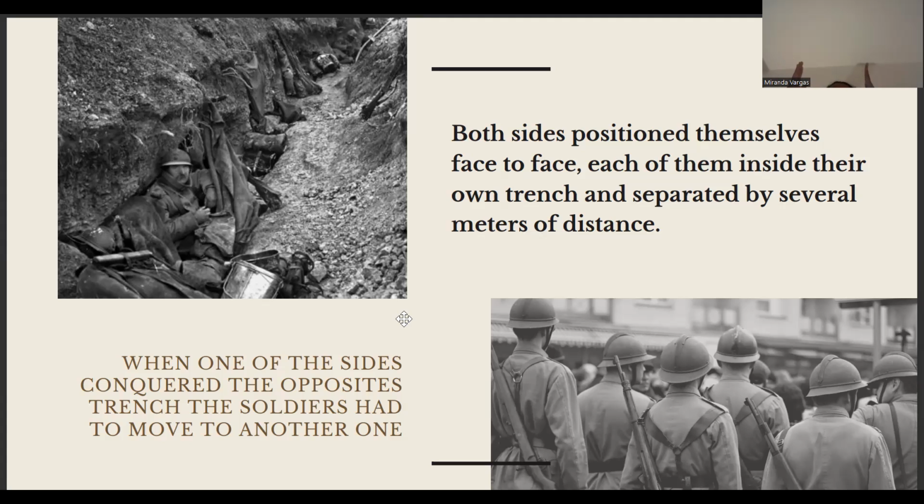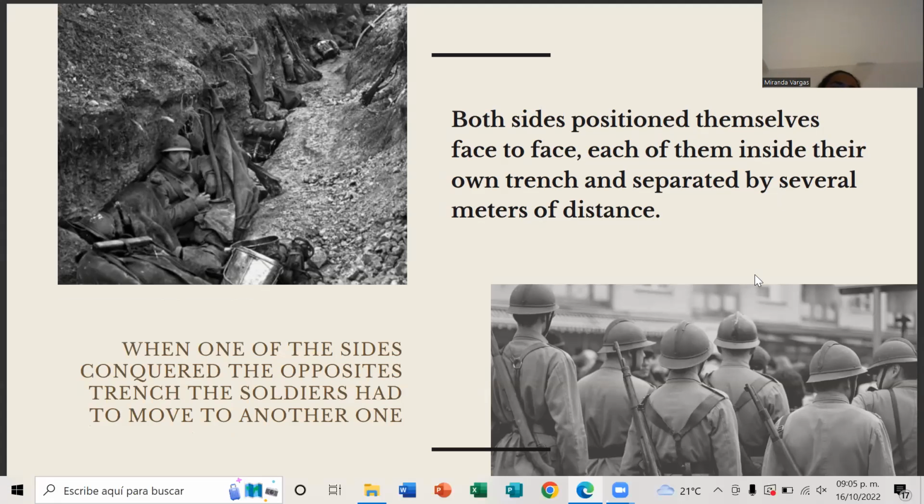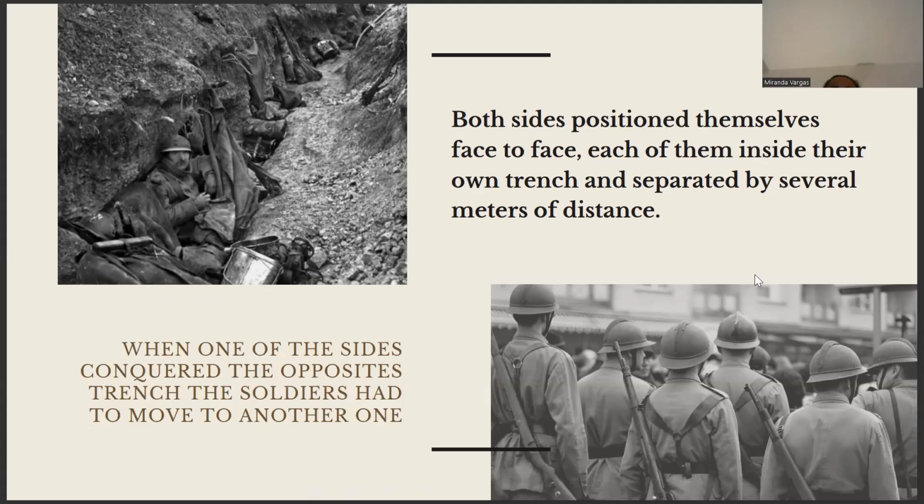And when one of the sides conquered the opposite trench, the soldiers had to move to another one. So if we're here and this side takes this trench, the soldiers in here had to move back to another. And that's how territory was gained. But it was really slow. Months could go by and only a few meters could be taken. And then it could be easily gained back.